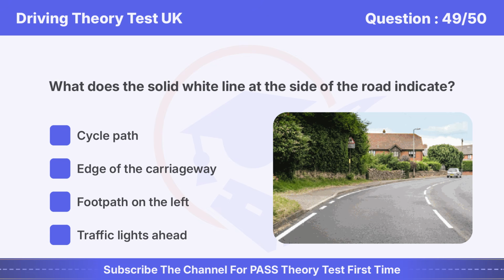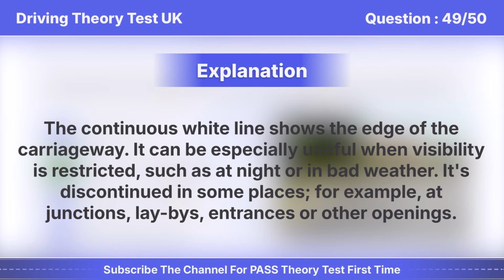Question 49. What does the solid white line at the side of the road indicate? Answer is B. Edge of the carriageway. The continuous white line shows the edge of the carriageway. It can be especially useful when visibility is restricted, such as at night or in bad weather. It's discontinued in some places. For example, at junctions, lay-bys, entrances, or other openings.